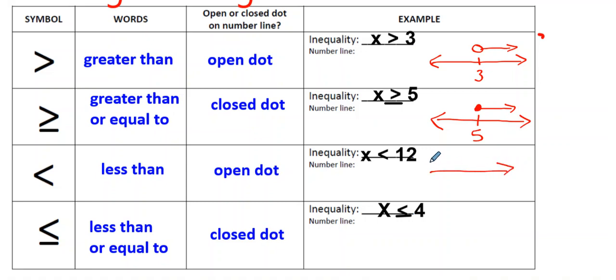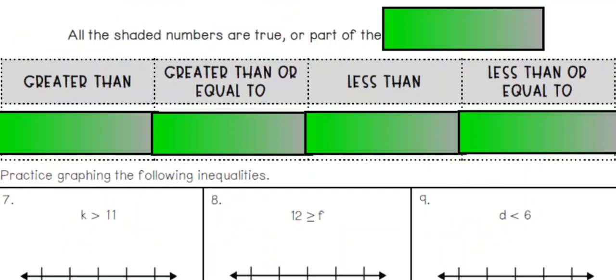Okay. All right, so here's your examples. This says x is less than 12. Okay, that would get an open dot because it does not include 12. 12 could not be your answer. If I put 12 in here, 12 is not less than 12. Okay, all right, let's go to the next one. x is less than or equal to 4, so that means it could be 4. Okay, all right, so that's graphing. All right, so why don't you go ahead, you've got 6 questions there, 7 through 12. Go ahead and do those.